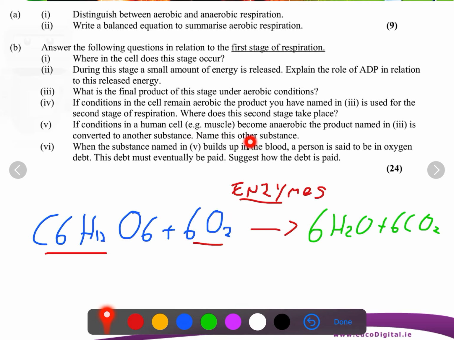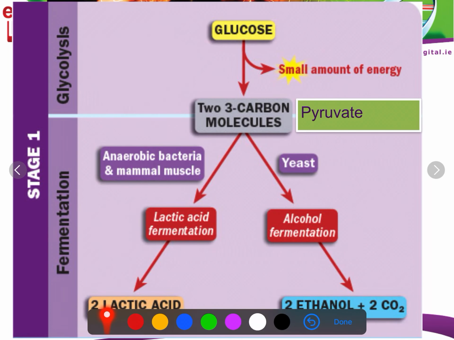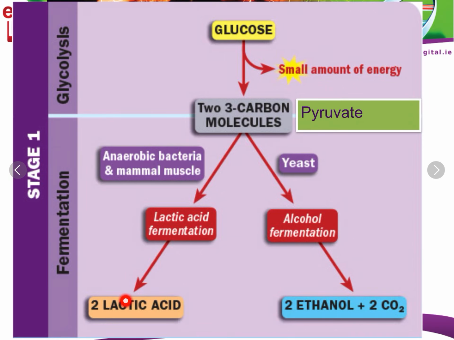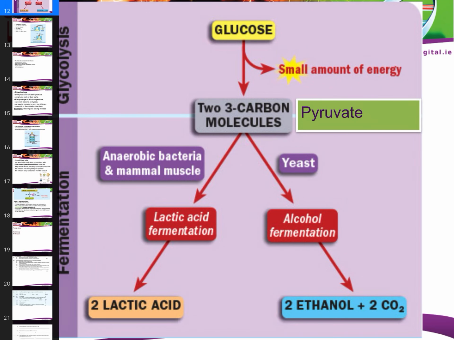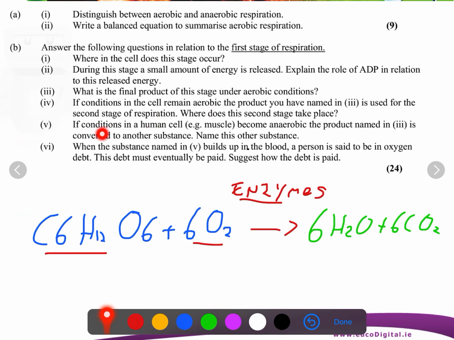Name the other substance. I want to go back to that. If we have broken down our glucose into pyruvate, and we have anaerobic conditions in a human muscle, lactic acid builds up, and that's where our muscle cramps come from. Let's have a quick look at that question again. The product named in 3 is converted into another substance. Name the other substance. That's your lactic acid.